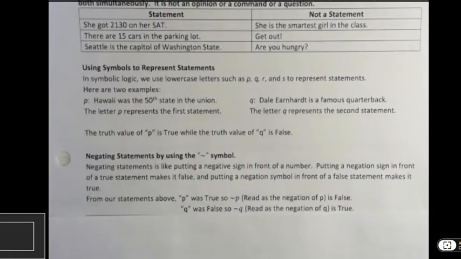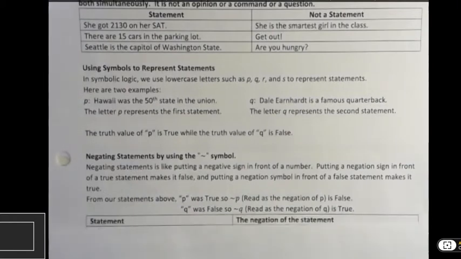For our statements above, P was initially true. Hawaii was the 50th state in the Union. So the negation of P, or we can sometimes say not P, is false. It changes it from true to false. But Q was false to start with, so the negation of Q is true. It changes the truth value.